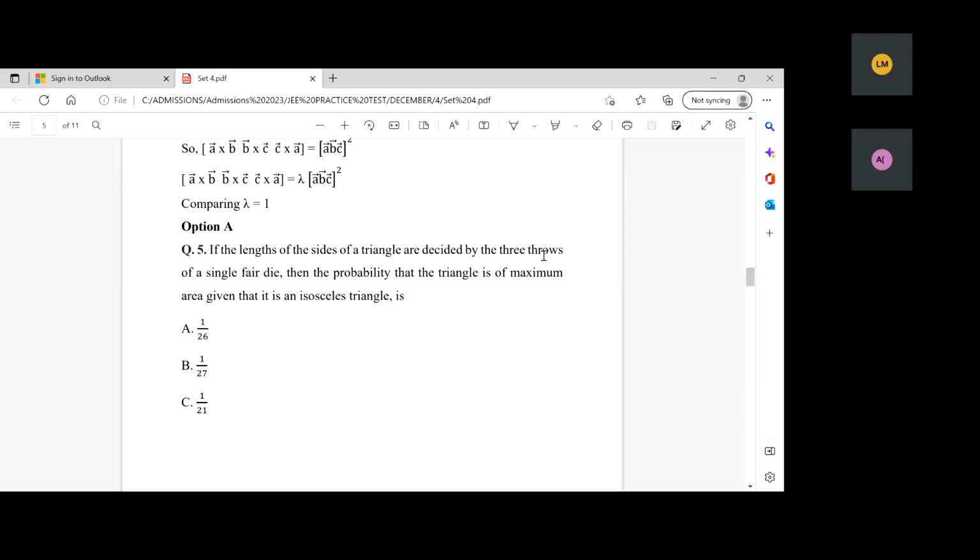You need to identify that the values will be from 1 to 6, because it's decided by three throws of a single fair die. So for a die, it's from 1 to 6. Now identify the combinations. They have specifically given that it's isosceles: the probability that the triangle is of maximum area given that it is an isosceles triangle. So it's a tricky question.